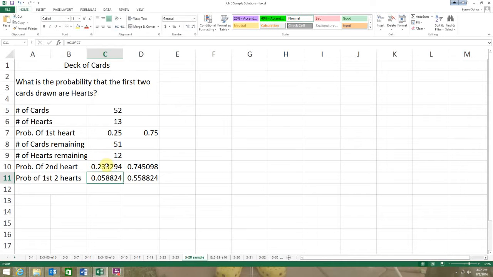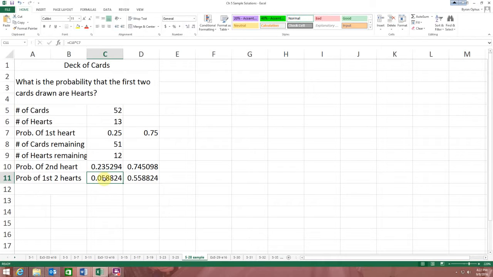So 23.5% roughly. So the probability of the first 2 cards being hearts, you can remember this too if you're playing poker. What's the probability of drawing 2 cards to a flush? Okay, but anyhow, the probability is my 2 other probabilities multiplied by each other. Okay, so there you go.